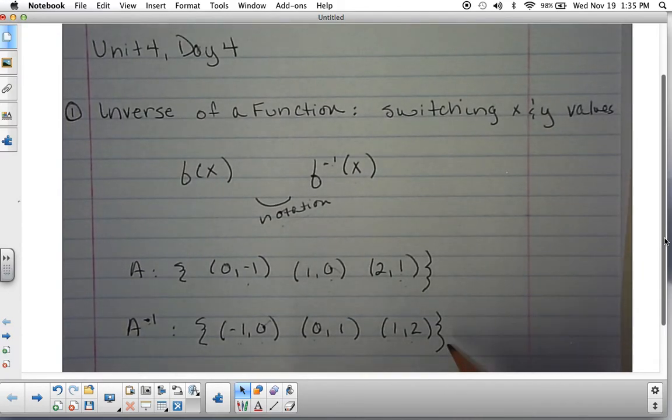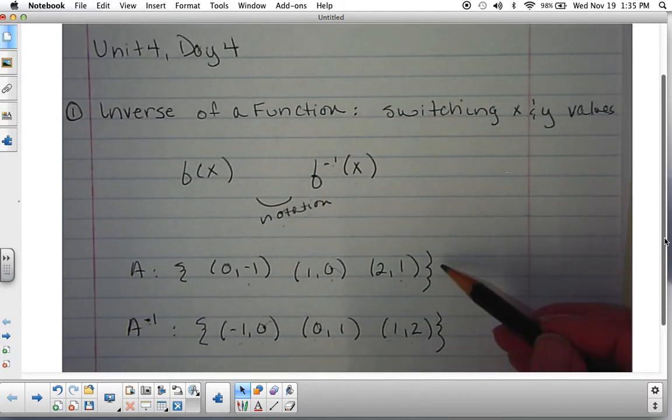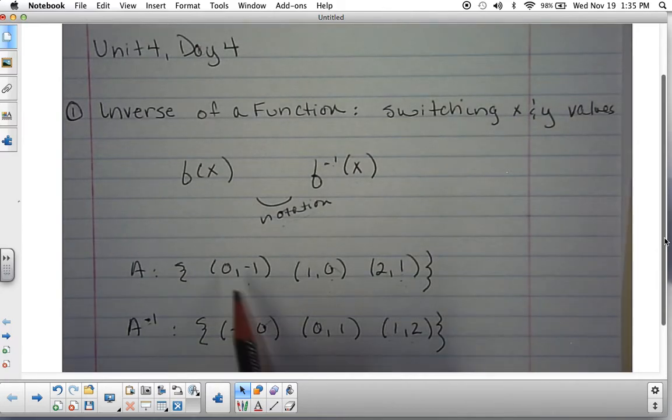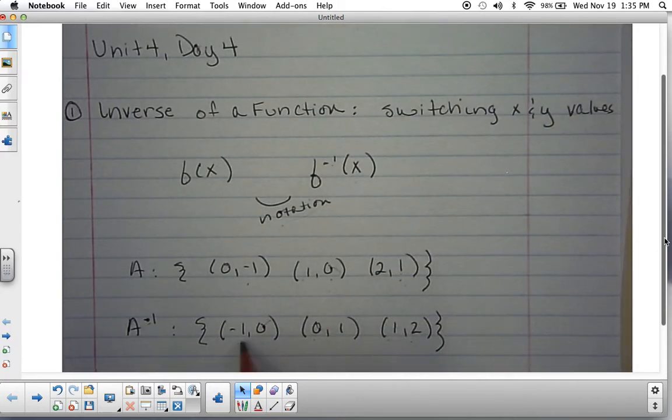They can ask you about domain and range and is it a function, all those same questions about the original or now about the inverse of the original. So in this example, the original was a function. The inverse is also a function. The original was 1 to 1, the inverse is now 1 to 1, and all those kinds of things.